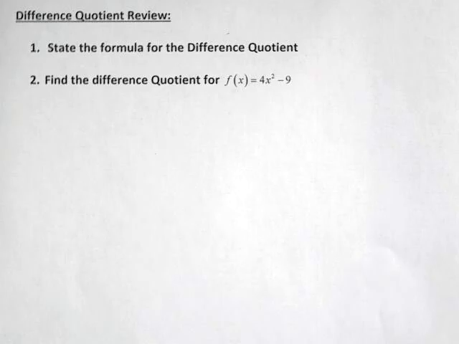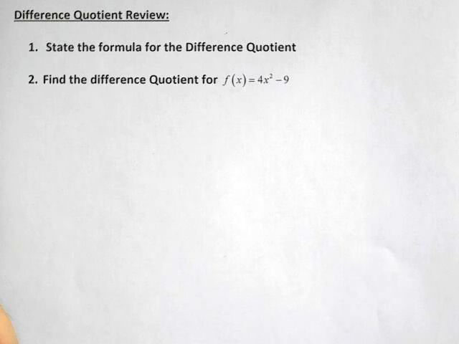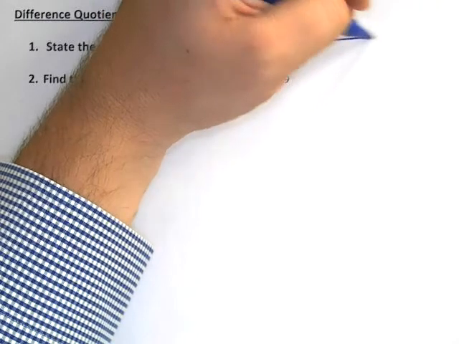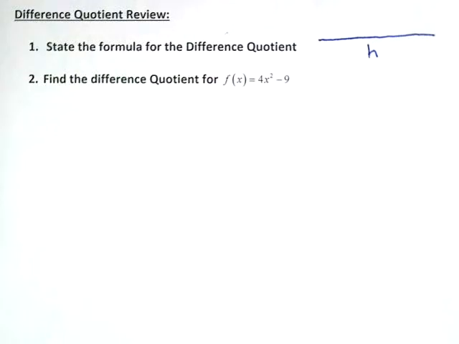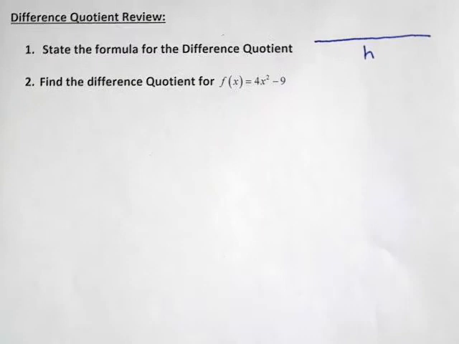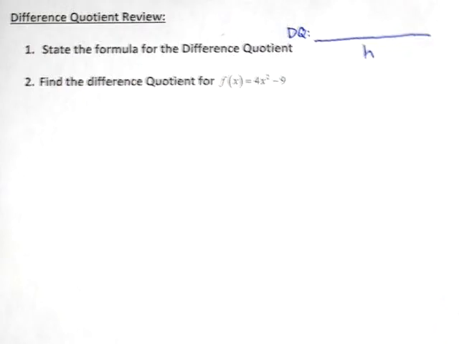First things first, we need to remember what the formula was. If you remember correctly, towards the end of my last video, if you watched all the way through, I said it looks a lot like calculating the slope or average rate of change. The only difference is the x's are going to cancel in the denominator. We're going to end up just having the h value. So again, this is the difference quotient.